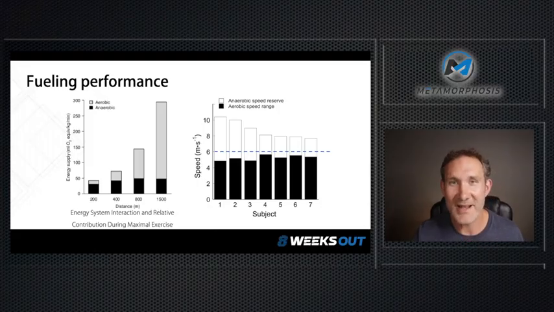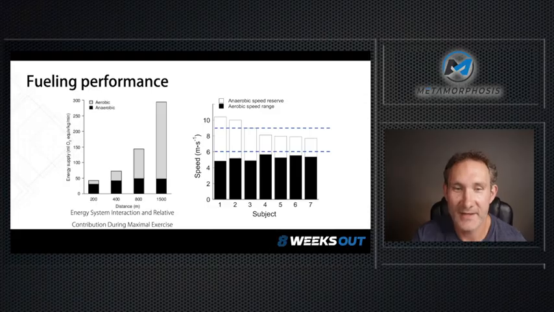Now, the trade-off to that is, let's say that somebody had to get up to 9 meters per second. Well, in this case, only subjects 1, 2, and 3 can even get there. Subjects 4 through 7 are screwed. They're going to get blown away, right? They can't keep up with that pace. They can't produce that much force and power to generate that level of speed. They don't have the potential. So again, this is the trade-off.